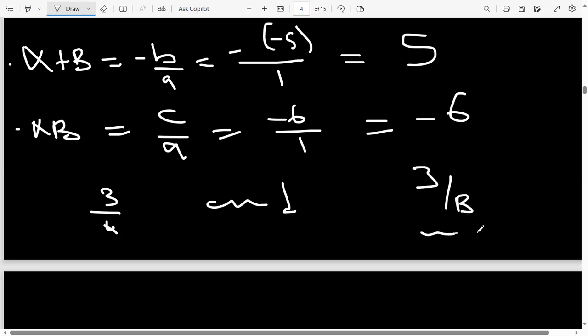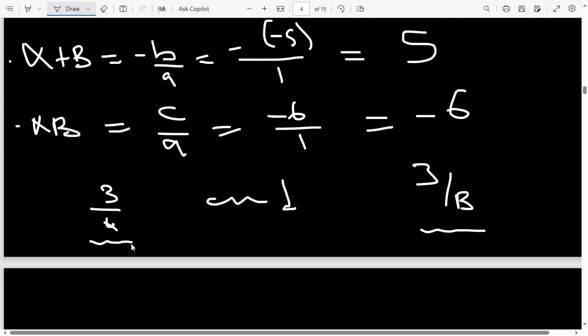Beta. So these are the new roots, right? Okay, so what are we going to do with them? We are going to use them to find the sum, and we are also going to use them to find the product. Wherever there's alpha plus beta, we're going to replace with 5. Wherever there's alpha multiplied by beta, we're going to replace with minus 6. Okay, so what am I saying?